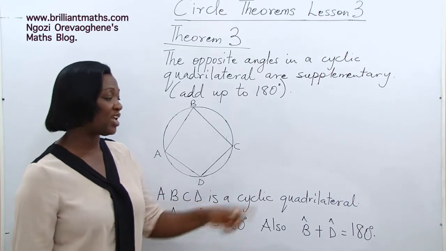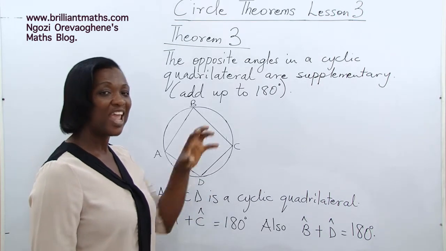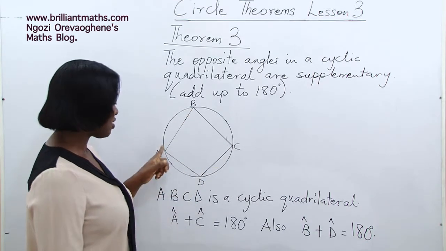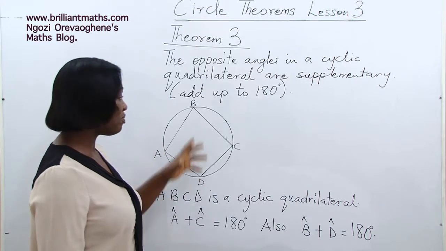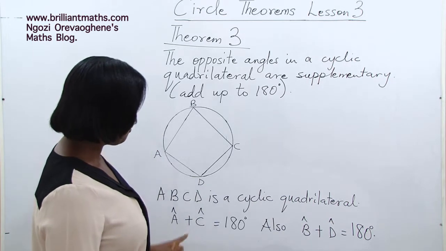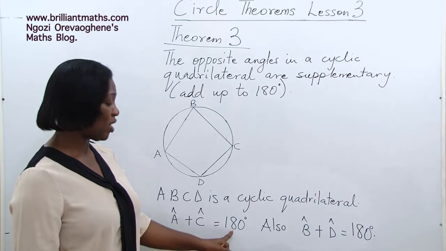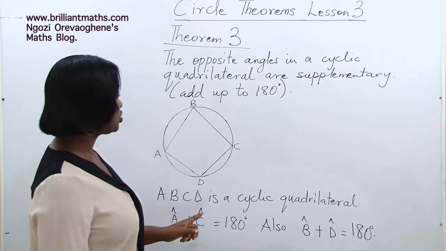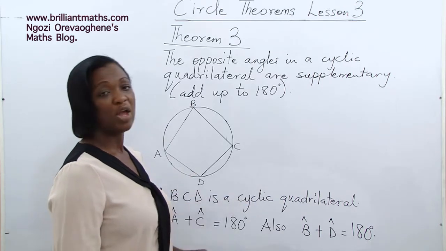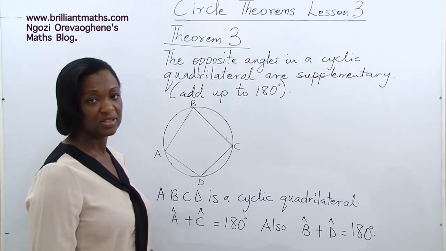ABCD is a cyclic quadrilateral. What's a cyclic quadrilateral? It's just a quadrilateral in a circle. The corners of the quadrilateral touch the circumference of the circle. So that's what makes it a cyclic quadrilateral. And we need to prove that the angle at A plus the angle at C is equal to 180 degrees, and also the angle at B plus the angle at D is equal to 180 degrees. Let's try to prove this.